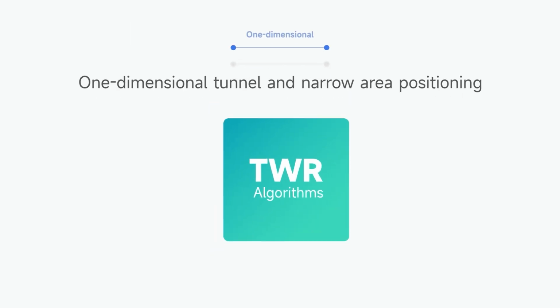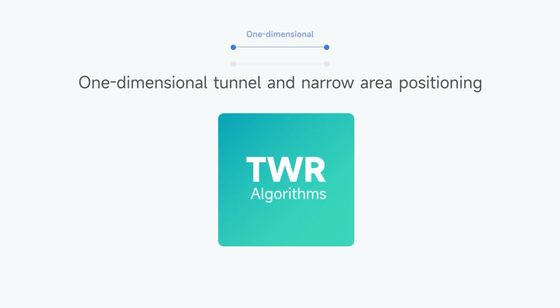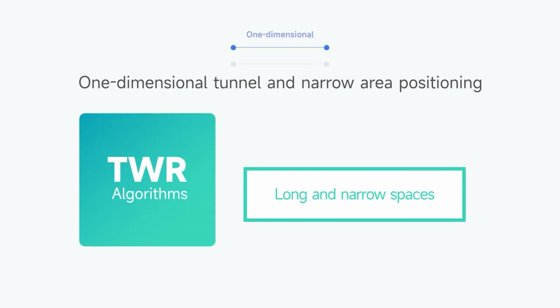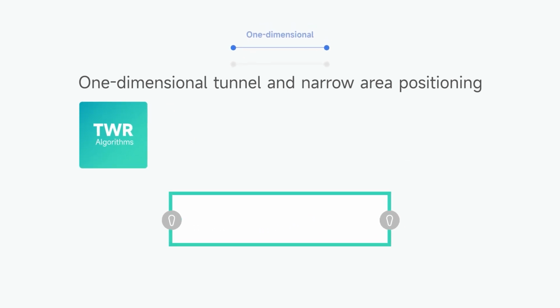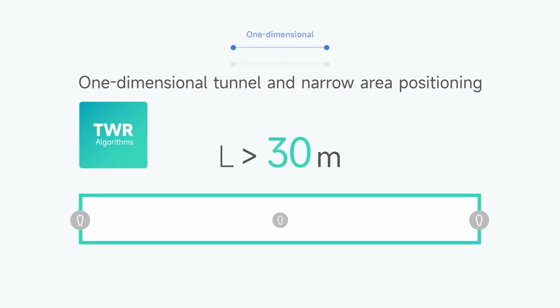The one-dimensional method only supports TWR algorithm, which is suitable for positioning requirements of long and narrow spaces, such as corridors. The minimum number of anchors is 2. 2 anchors need to be deployed at the both side end of the long and narrow space. If the distance between the 2 anchors exceeds 30 meters, the anchor needs to be added according to the actual situation.